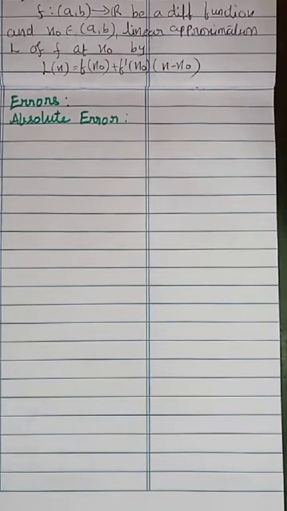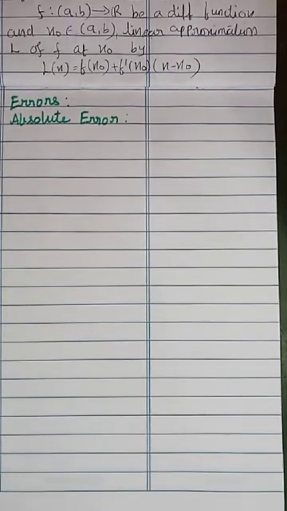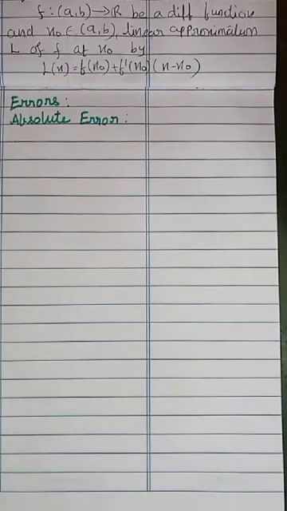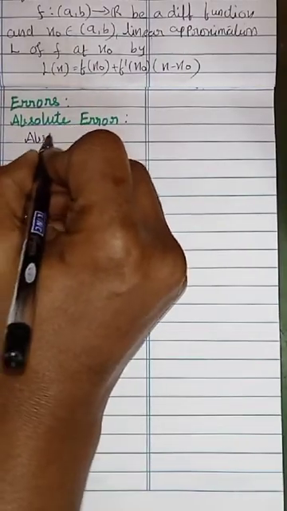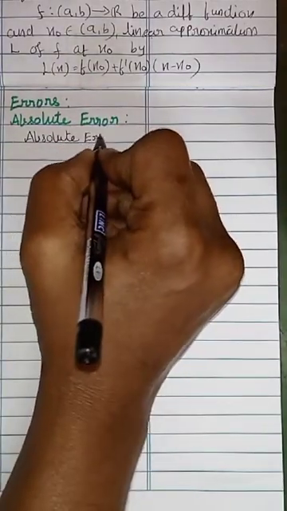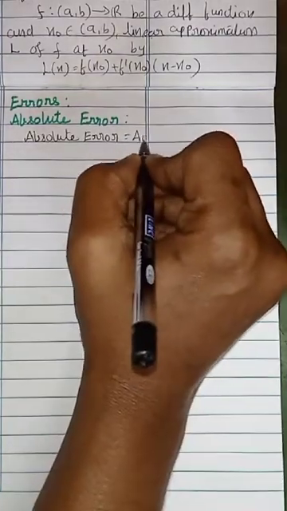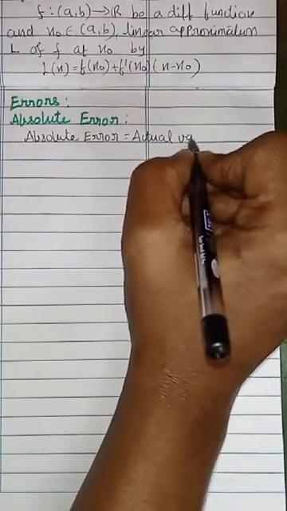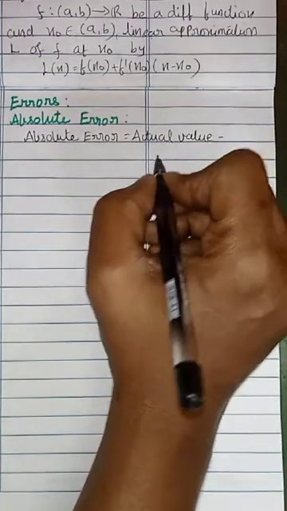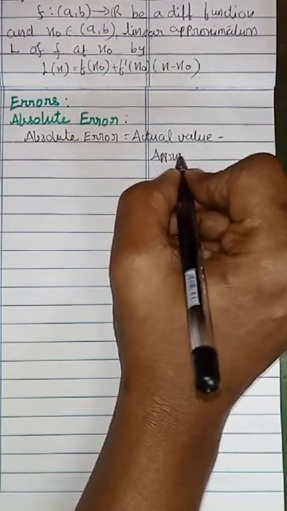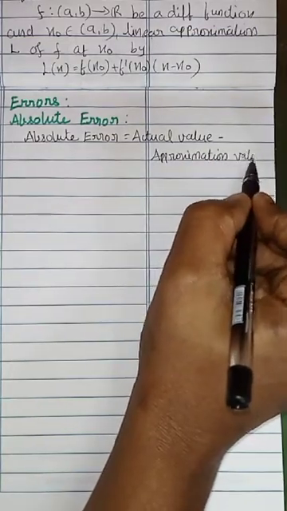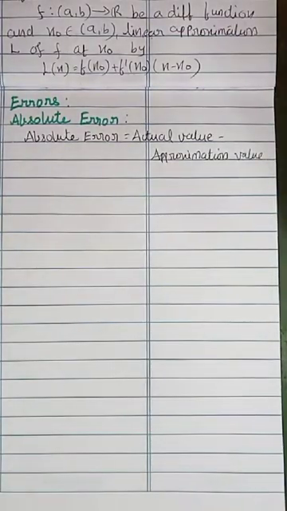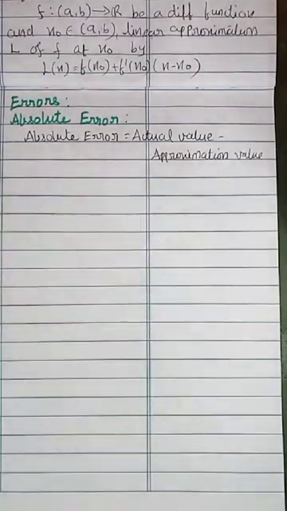So we have different types of error. Out of that, first we are going to see absolute error. So what is absolute error? Your formula: absolute error equal to the actual value, the x naught value, minus the approximation value. So actual value minus approximate value is your absolute error. Next is your relative error.